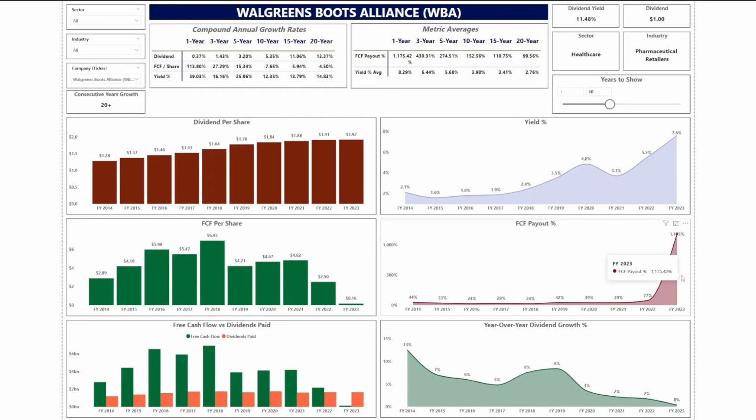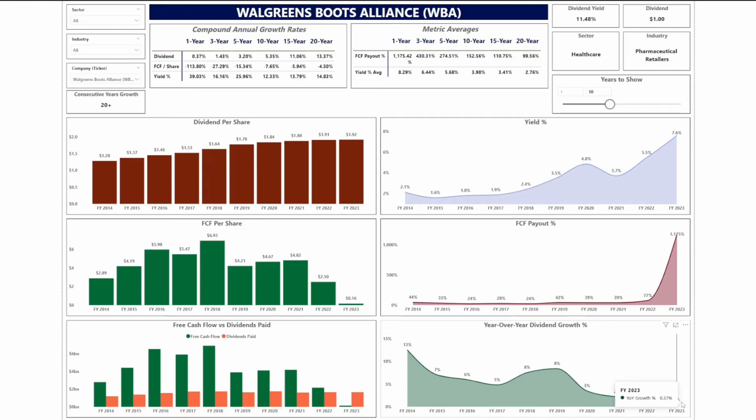Their free cash flow payout ratio was over 1,000%. Their free cash flow has been declining for years. You can see that year-over-year dividend growth slowing right before that dividend cut. All of the signs were there for this business prior to that dividend cut, signaling to the market what a dividend trap this business is. It's a very poorly run business.